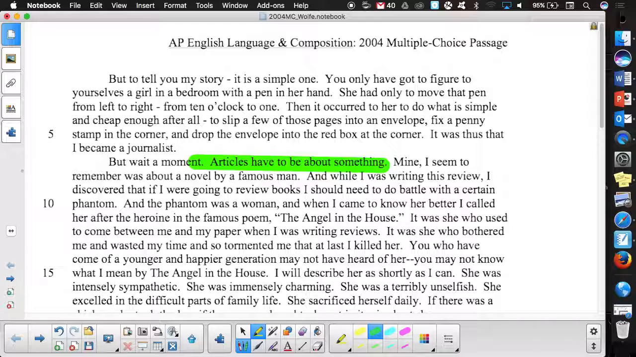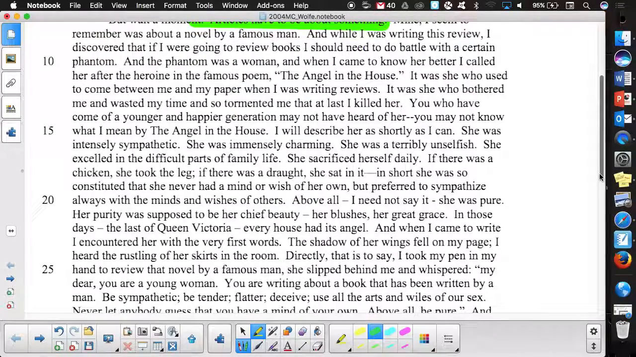Yes. Yeah, we skipped 3 and 4, but now we're back to 3. We'll get to 4. Eventually. What else? Just a description of the angel in the house in general. Okay. Which line were you looking at? She was intensely sympathetic. She was immensely charming. She was terribly unselfish. So, like, around 15, 16, around that.